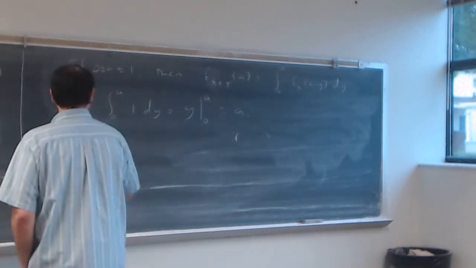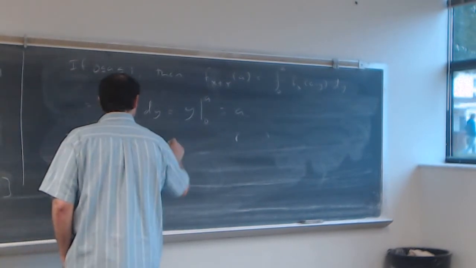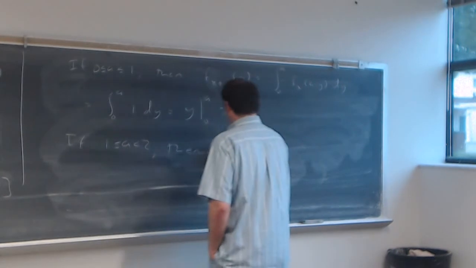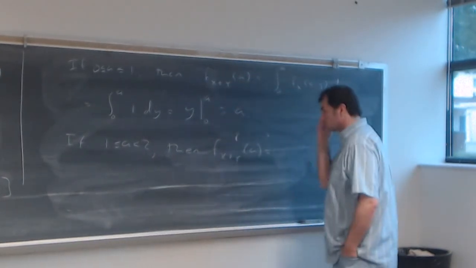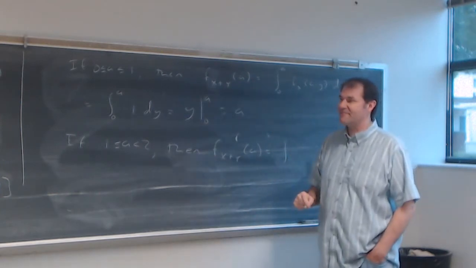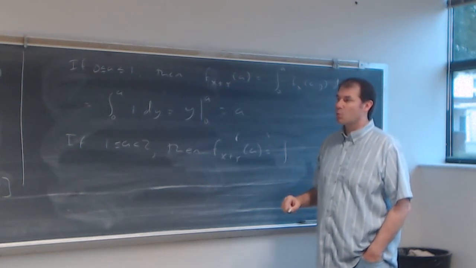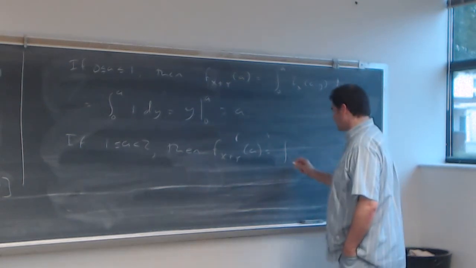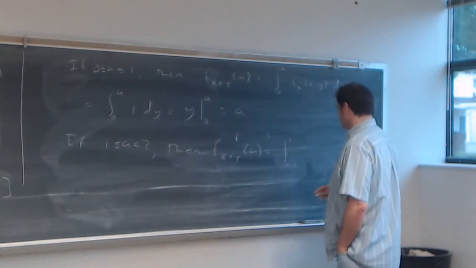If a is sandwiched between 1 and 2, then f sub x plus y of a is equal to, as I look at my picture over there, for a values between 1 and 2, the y values, the horizontal line, will run from a minus 1 up to 1.